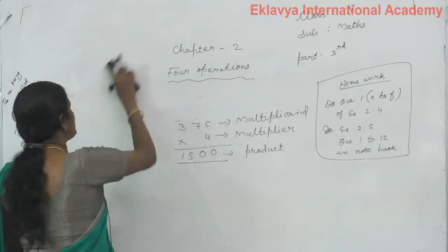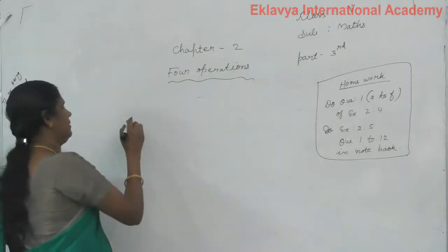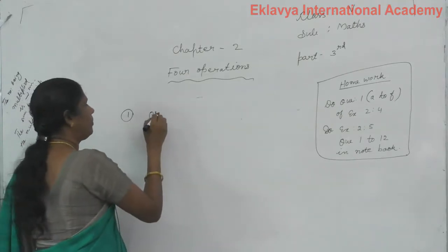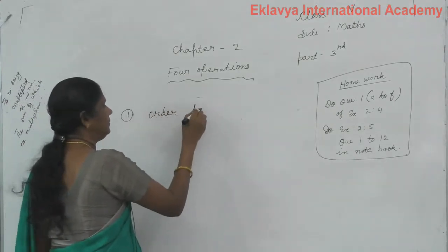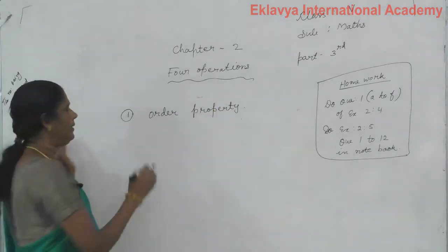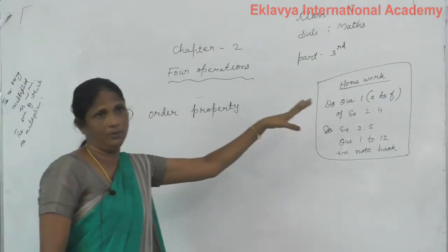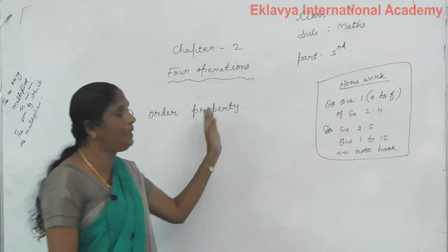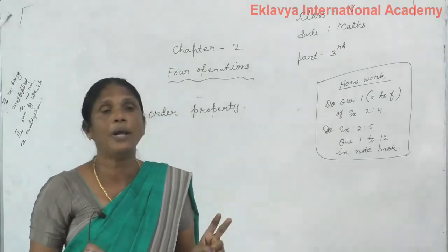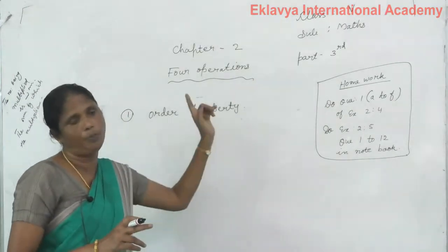Then properties of multiplication. First, order property. In order property, we multiply in any order. The two numbers are multiplied in any order, the product is not changed. That property is called order property.